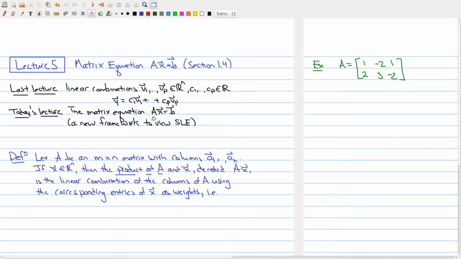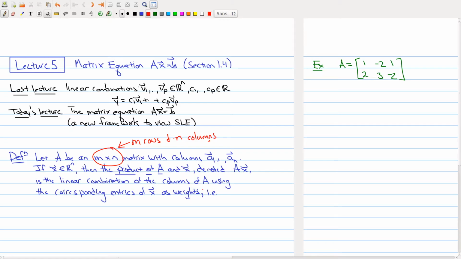Okay, so let A be an M by N matrix. Just to make this clear, what this means is we have M rows and N columns. So we have an M by N matrix, and here are the columns, A1 through AN. Each of these represents a column, so you want to think of each of them as vectors containing M numbers. If we take a vector X in Rn, then the product of A and X, denoted A times X, is the linear combination of the columns of A using the corresponding entries of X as weights.